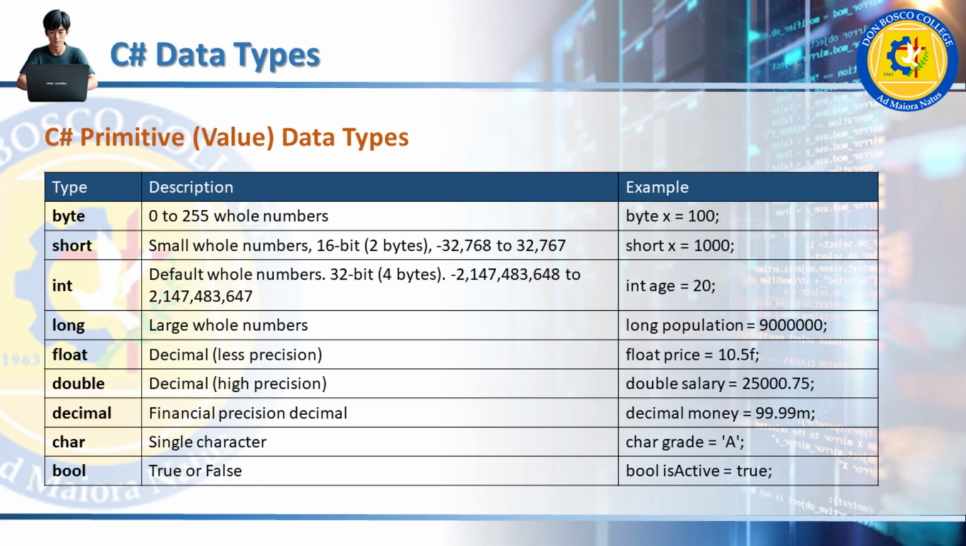Float, decimal with lower precision. Double, decimal with higher precision. Decimal, used for financial precision. Char, single character, and bool, true or false.